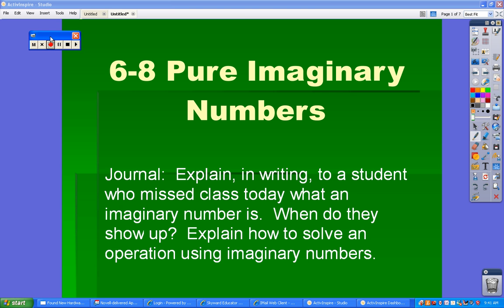Hi guys, this is an exciting day for you because we're going to learn about a new type of numbers today, and this is a type of number that will be around from here on out. It's exciting because it's called imaginary numbers.